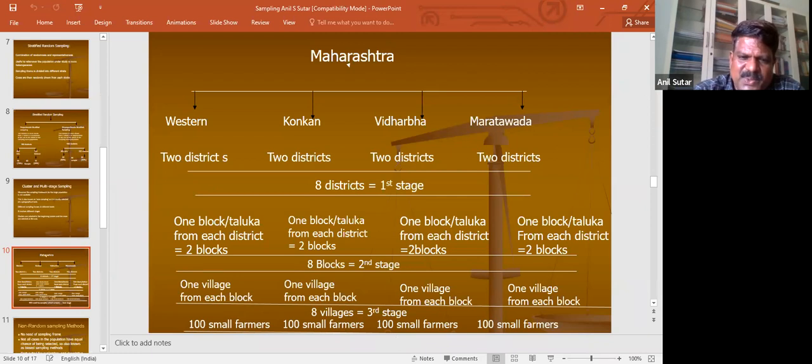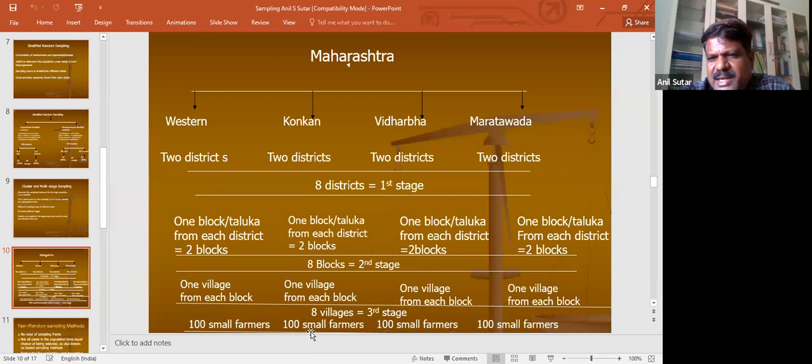Now from each village, I will select 100 small farmers. From each village, I will select 100 small farmers. So 800 will be my sample size. You are getting my point. 800 will be my sample size.